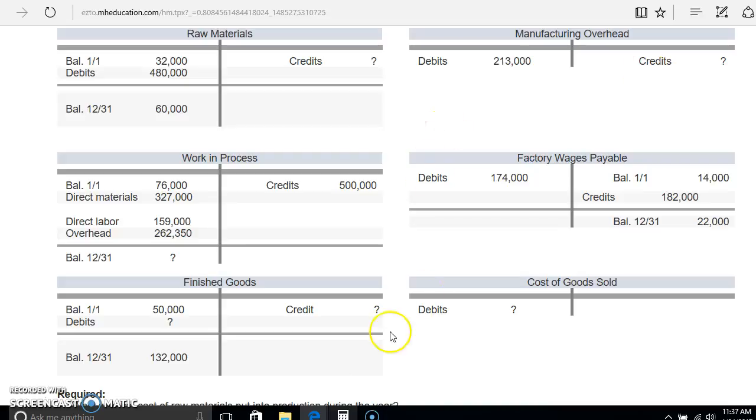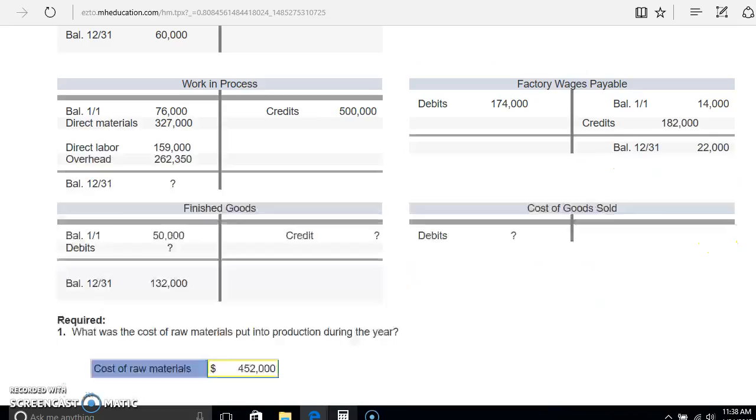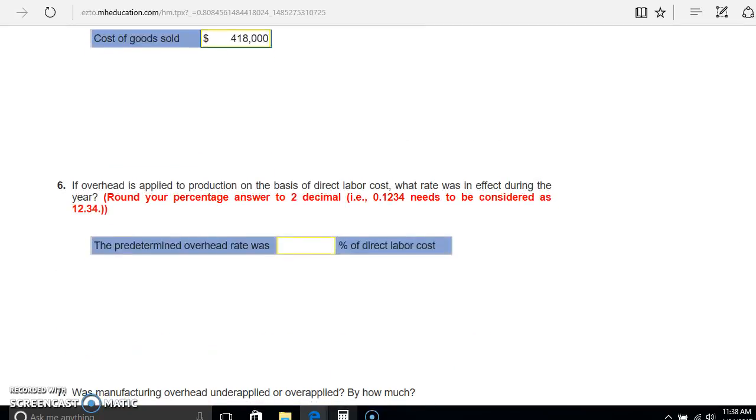And how do we figure that out? Well, if it's direct labor, we're just going to take these two numbers. So we're going to take direct labor of 159,000 and divide it by our overhead cost of 262,350. Oops, I'm sorry, 262,350. So we're saying that basically for every dollar in labor hour that we pay, we are also incurring $1.65 in overhead. Okay, so that's 1.65.